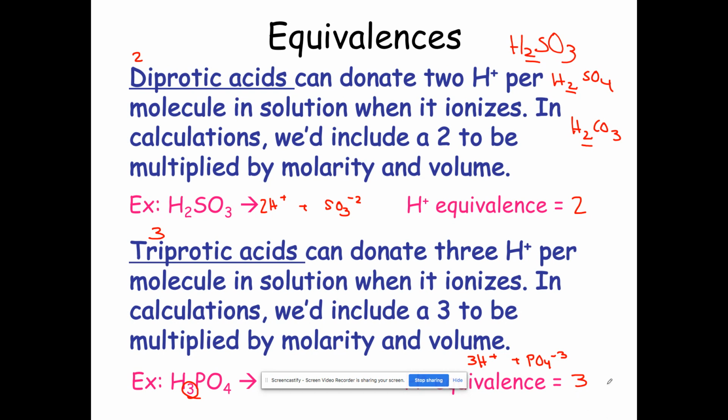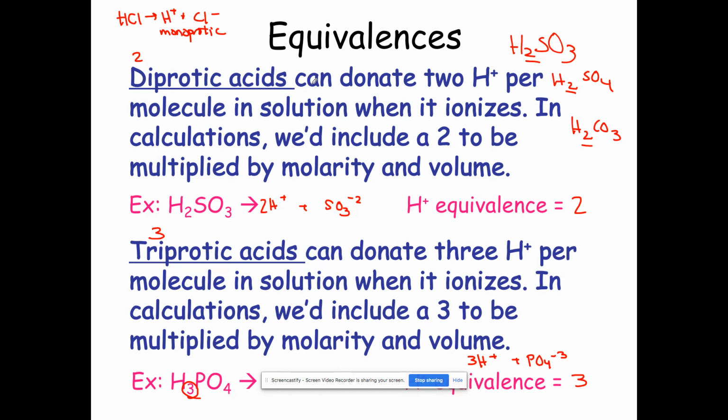But this, oh, and by the way, what about things like HCl? HCl, how would that break apart? That would break apart into H plus and Cl minus. So what kind of an acid is that? That would be a monoprotic acid. And you would include a 1 in your calculations, which of course doesn't make any difference mathematically, but might be a good practice to include it, because then it shows that you understand that when it dissociates or ionizes, it's going to still give off just that 1 proton.